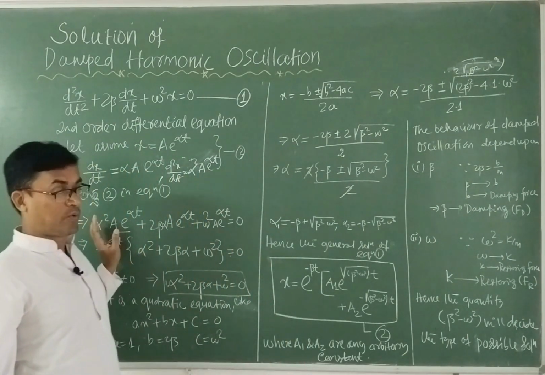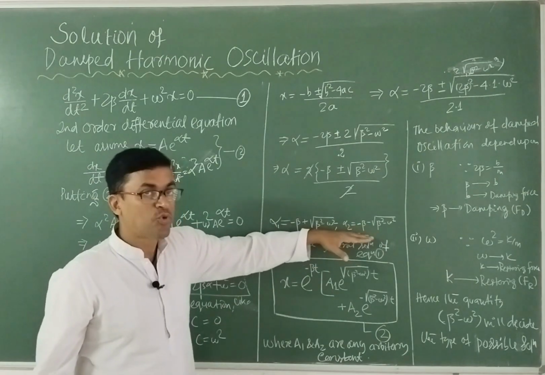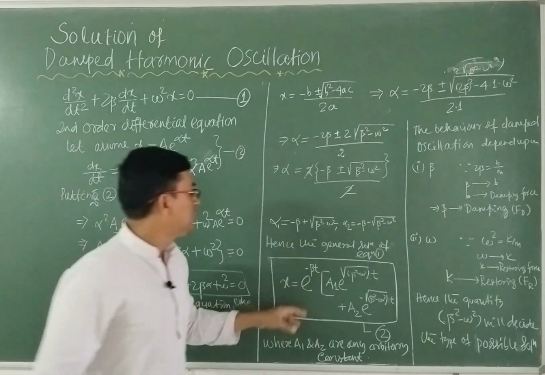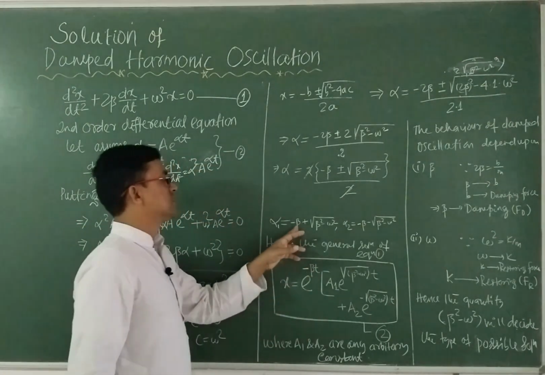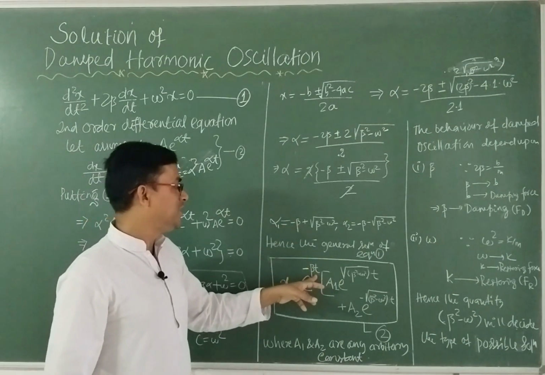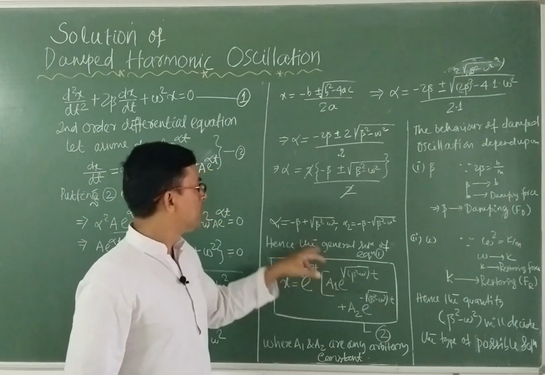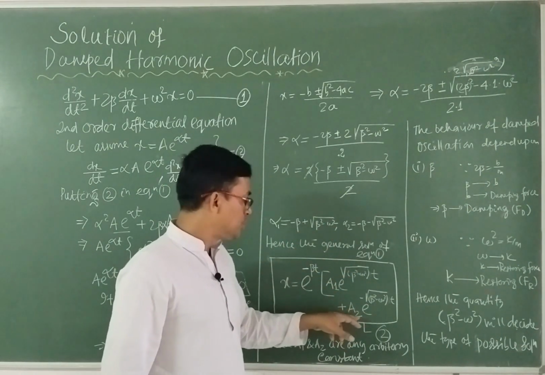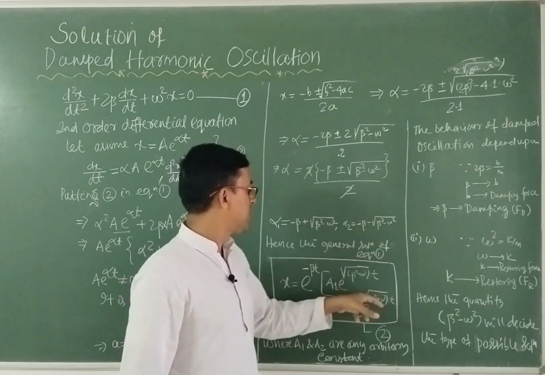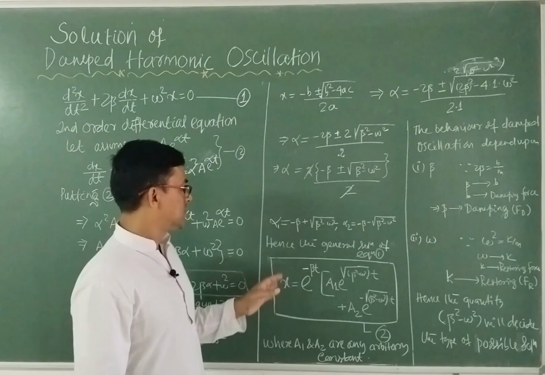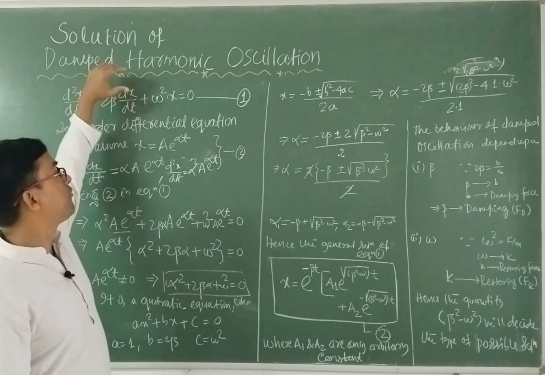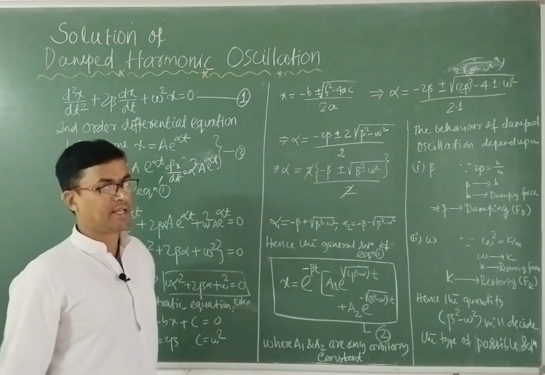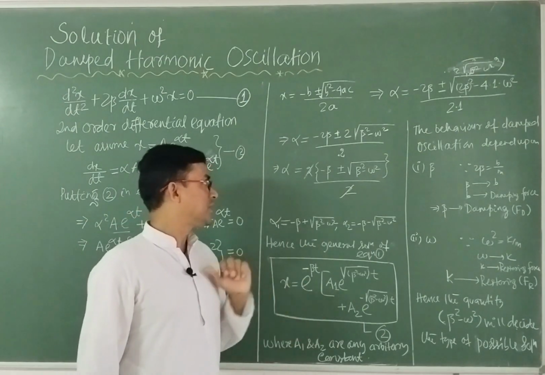For this type of differential equation, if the solution is coming in this way, then we can say the general solution of this equation can be written as e to the power minus beta t, times a1 e to the power square root of beta square minus omega square t plus a2 e to the power minus square root of beta square minus omega square t. This is the general solution of this equation. And here a1, a2 are arbitrary constants, any value we can assume.